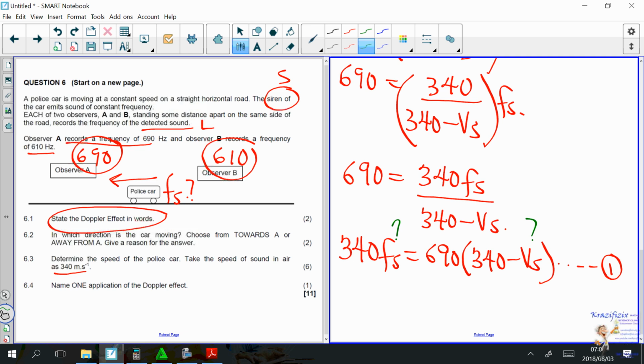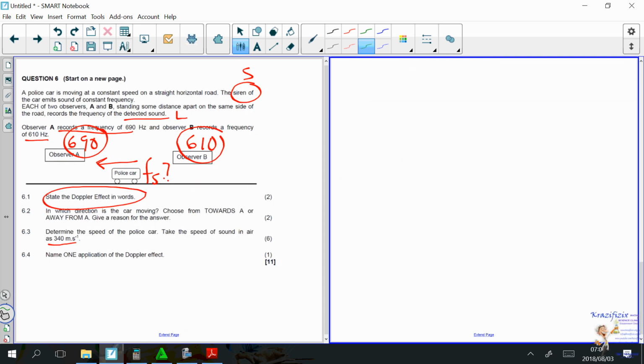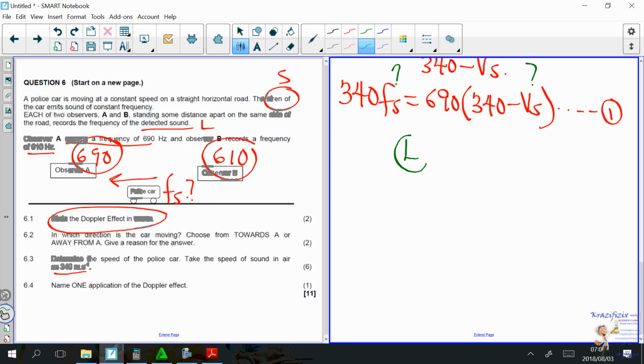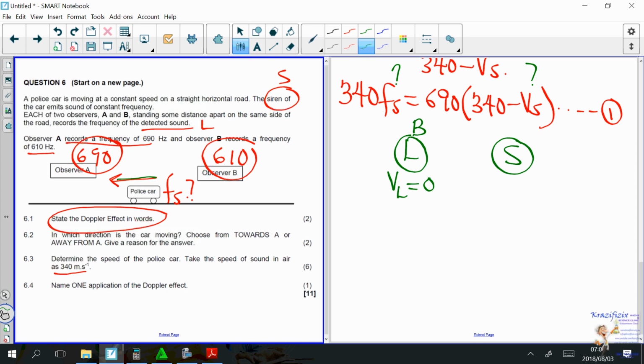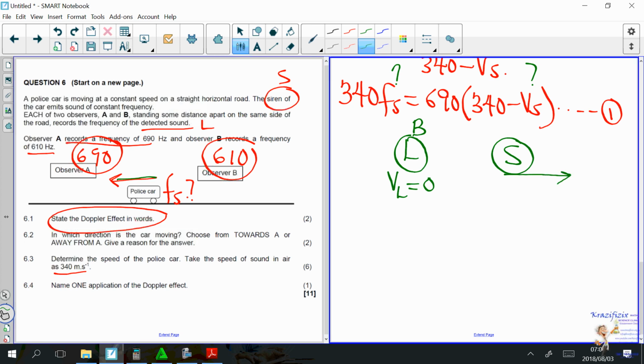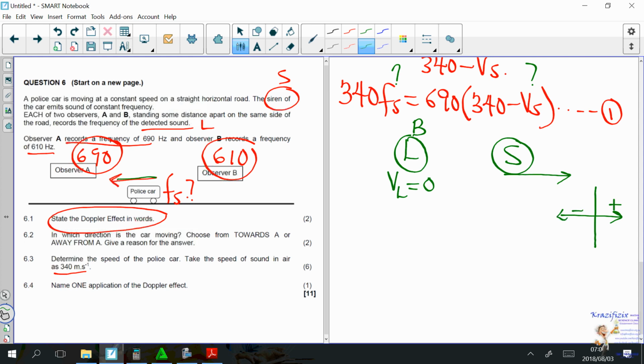Okay, let's deal with observer B. Remember, it's listener again and the source. Observer B is also stationary. But how is the source moving? The source is moving away. Can you see it's moving away from B? In my diagram, my away is now like this. Cartesian plane, plus, negative. Now this one is a plus. Okay.